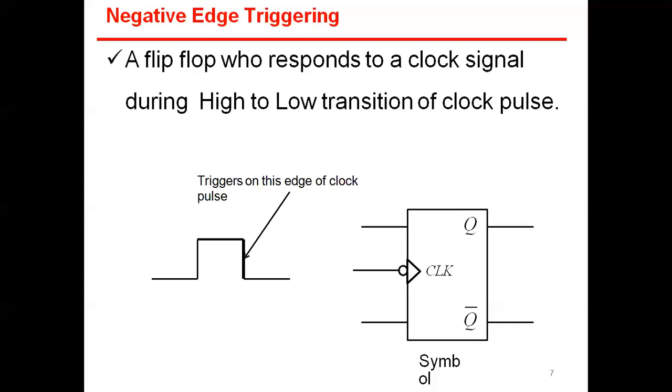Next, negative edge trigger. A flip-flop that responds to a clock during the high to low transition of a clock pulse, triggering on this edge of the clock pulse. This is called high to low. It is called negative edge trigger, in which the clock pulse is here and a bubble is also here in the circuit. The circuit is active during the negative edge.